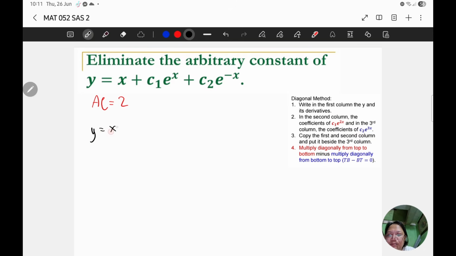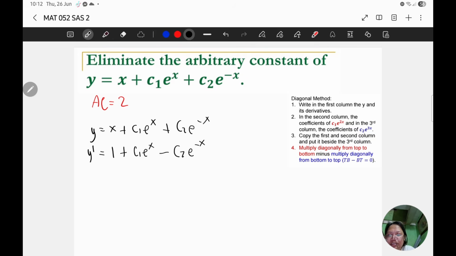So, first, let's write down the equation. y equals x plus c sub 1 e to the x plus c sub 2 e to the negative x. The first step is to derive the equation depending on how many arbitrary constants. Since there are 2 arbitrary constants, we will derive the equation twice. So, what is our first derivative? For y, it is y prime. For x, that is 1. How about c sub 1 e to the x? Same, c sub 1 e to the x. How about c sub 2 e to the negative x? The derivative is negative c2 e to the negative x.